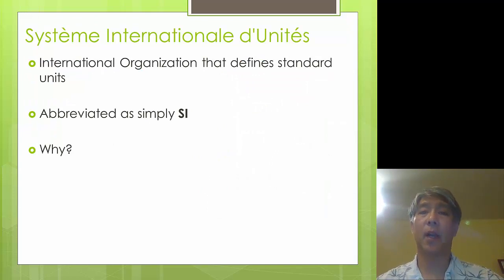First off, the Système International des Unités is the international organization that defines standard units. We generally refer to it as the SI system, or just the metric system. Why do we have this system? This metric system allows us to communicate internationally with other scientists so that we're all on the same page. When we are not on the same page, lots of confusion can result, and this confusion can result in very expensive errors or even fatalities. There have been examples of satellites that have crashed or been lost in space because of a miscommunication of units.